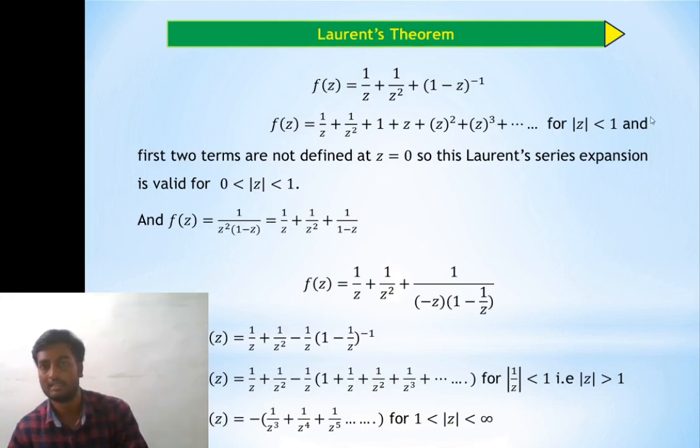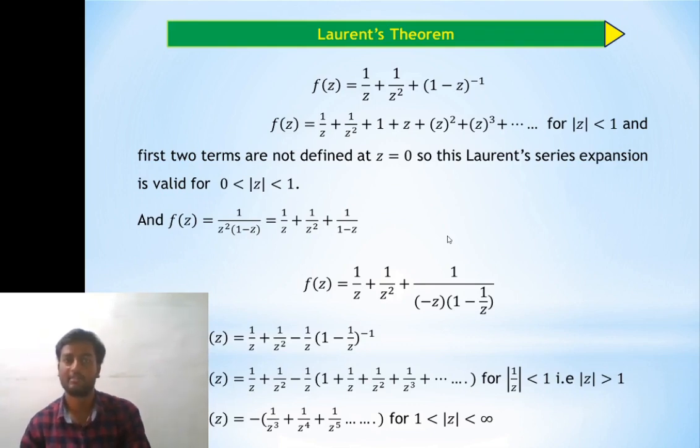So this series expansion is valid for mod 1 by z less than 1, and the first two terms are not defined, so 0 less than mod z, that means mod z is greater than 0. This is your f of z, and here I am taking minus z as common, 1 minus 1 by z, so (1 minus 1 by z) to the power minus 1. After simplifying, you get this for 1 less than mod z less than infinity. Right? So this is your Laurent series expansion problem.